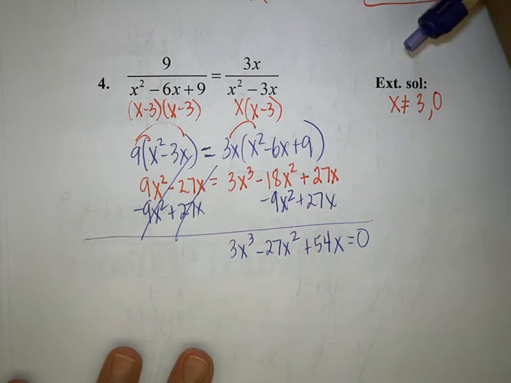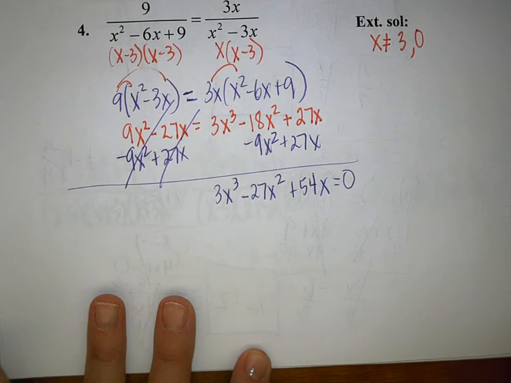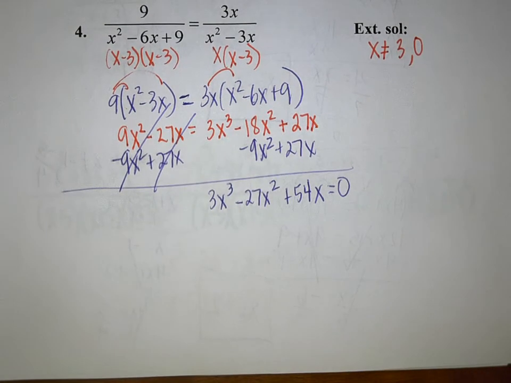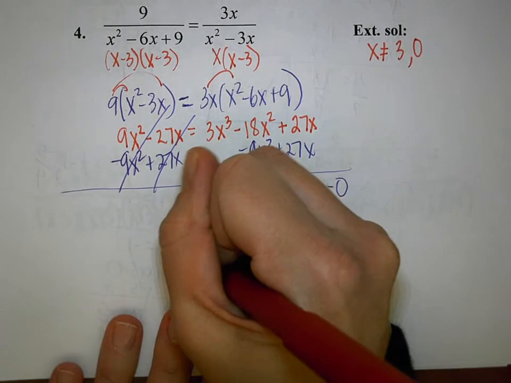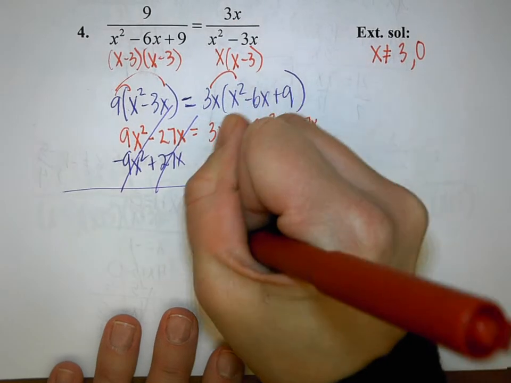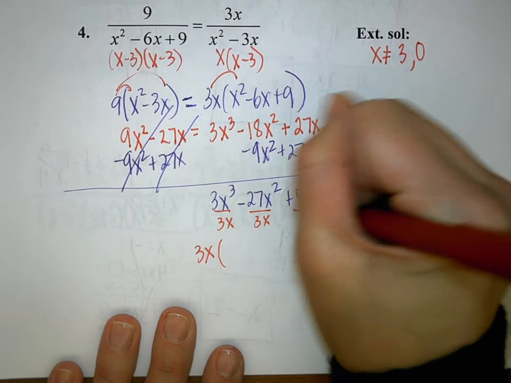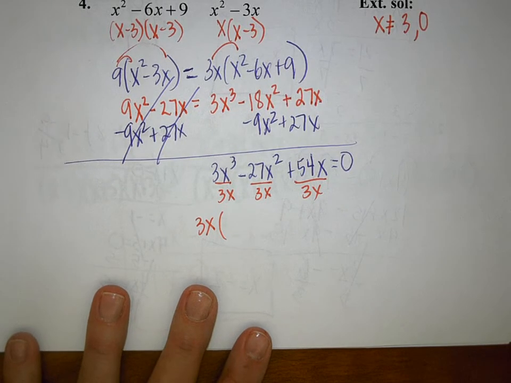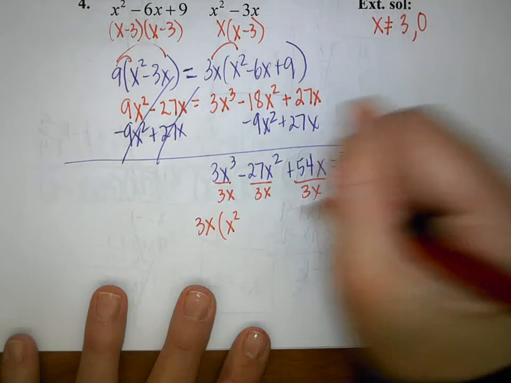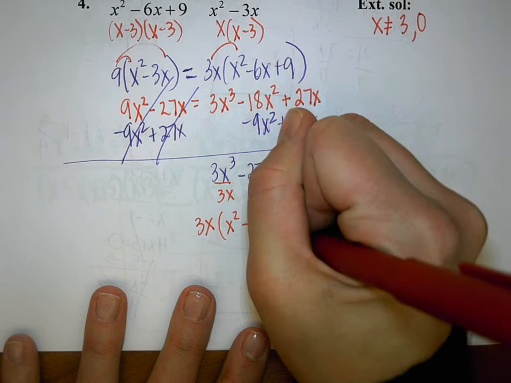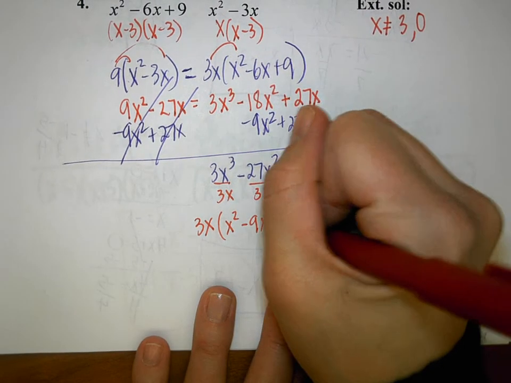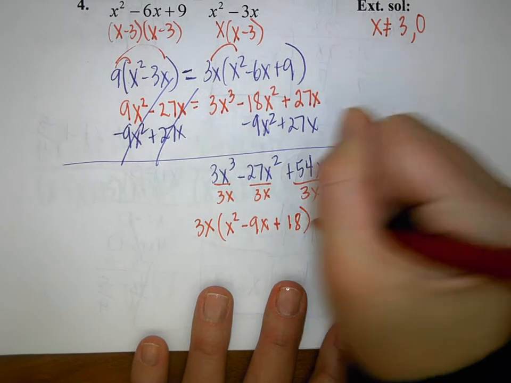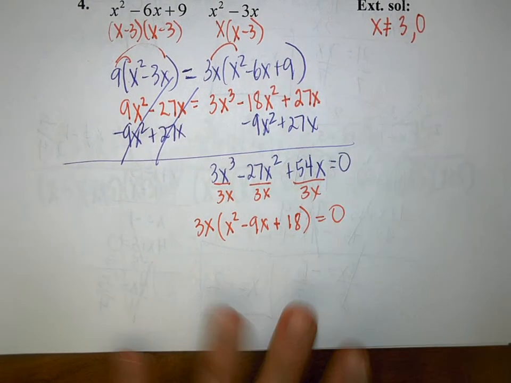Okay, so we need to factor. When you factor, you should always check for what first? Is there a GCF? What is it? 3x. I can take out a 3x out of every single term. When I do that, what am I left with? X squared minus 9x. 3 goes into 54 18 times, plus 18 equals 0.